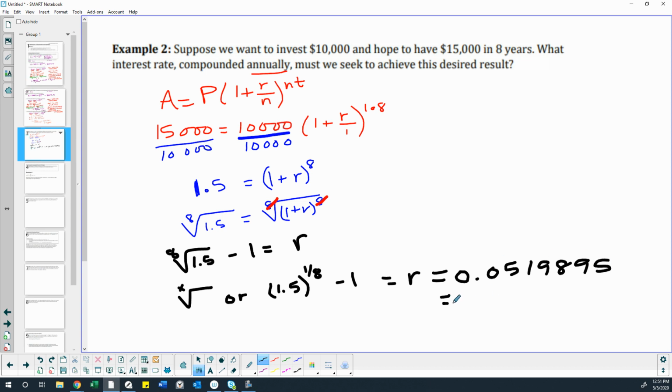I don't think I need that many decimal places. I didn't tell how many decimal places to do, so let's just round our 1 to a 2, because 98 is pretty close to that, rounding up. So then we will have a 5.2% interest rate in order to achieve our goal.